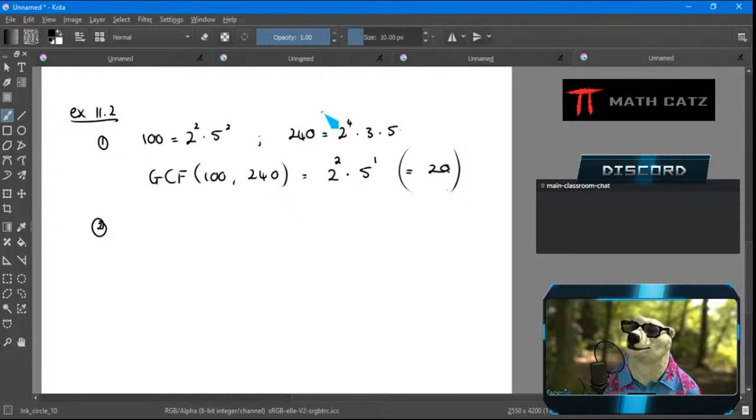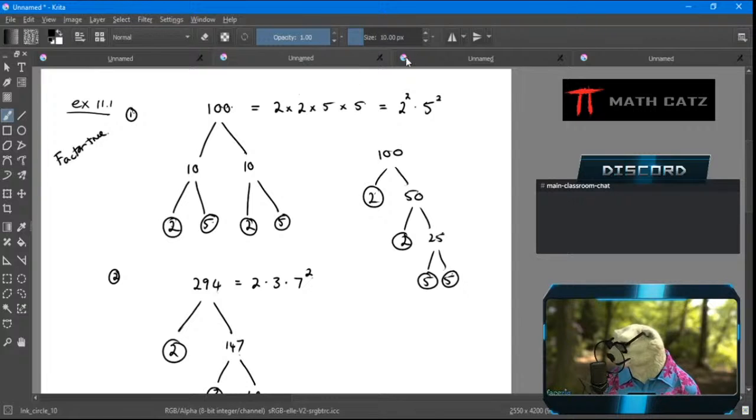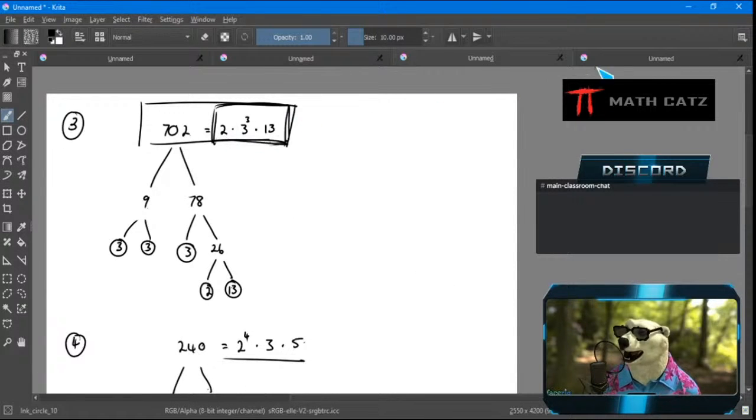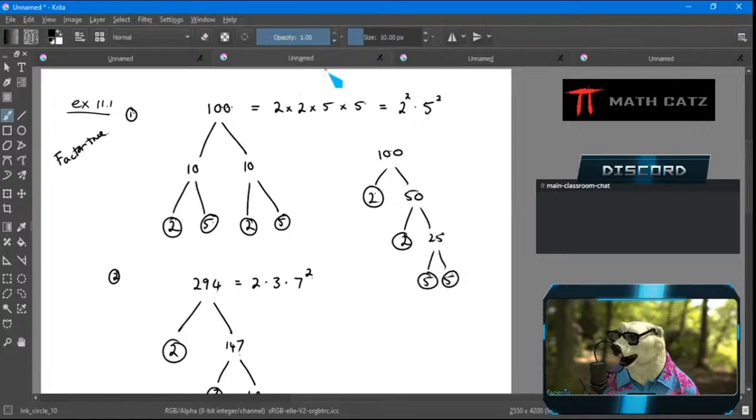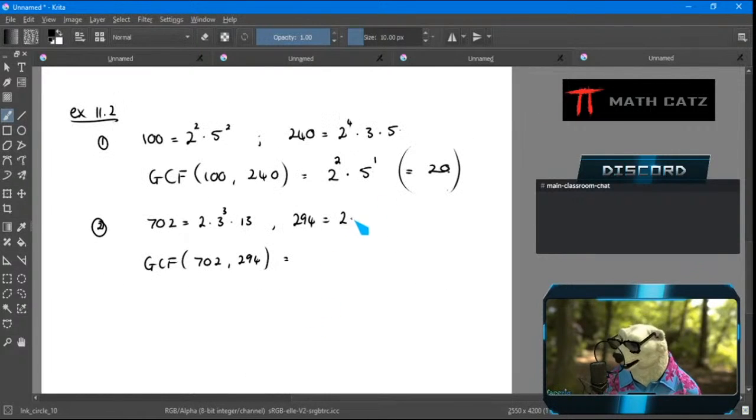Let's squeeze in the next one, then we can finish. The next one is the GCF of 702 and 294. So I want to see what is behind 702. 702 is 2, 3 cubed, and a 13. And 294, regardless of where it comes from, maybe it was given, maybe you had to do the factor tree, regardless, is 2, 3, 7 squared. All right, now I have it. So now I want to build my greatest common factor.